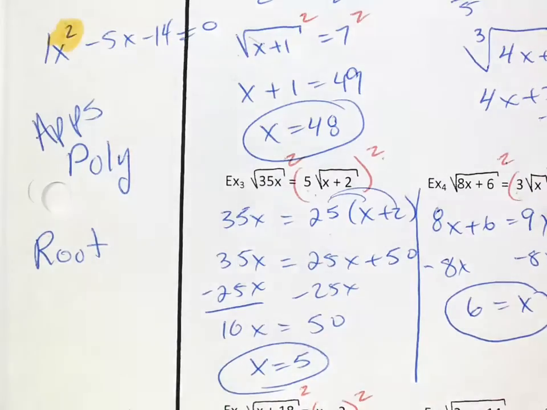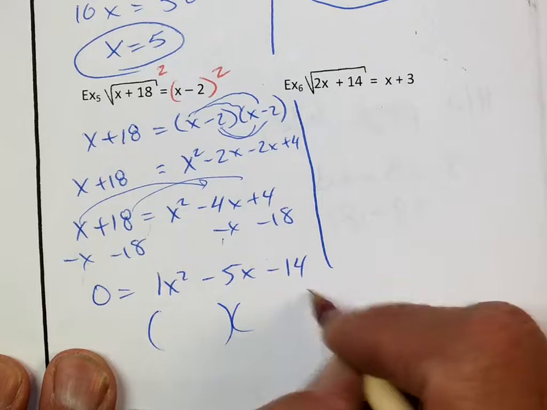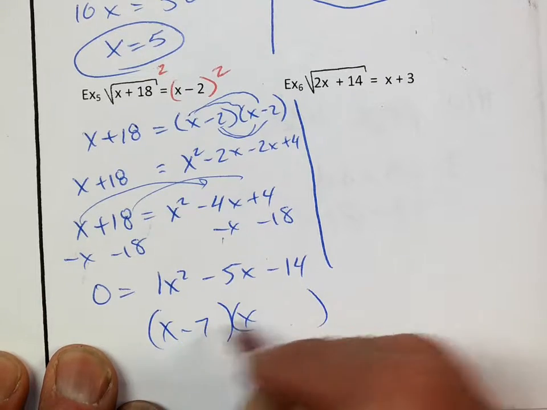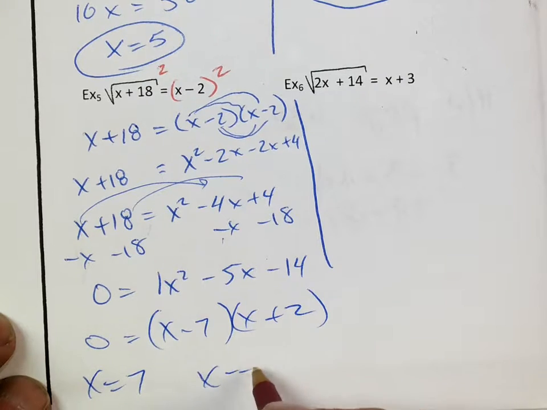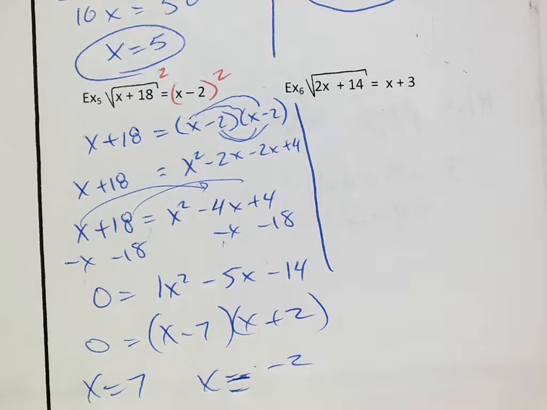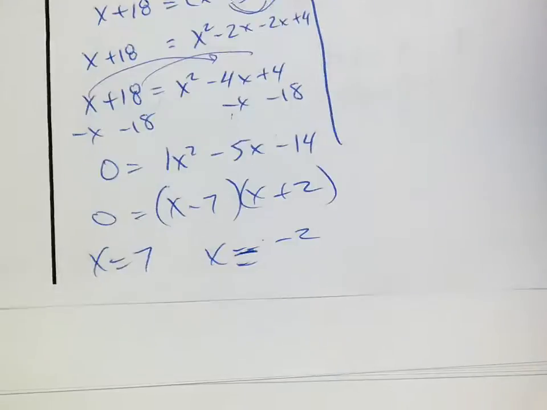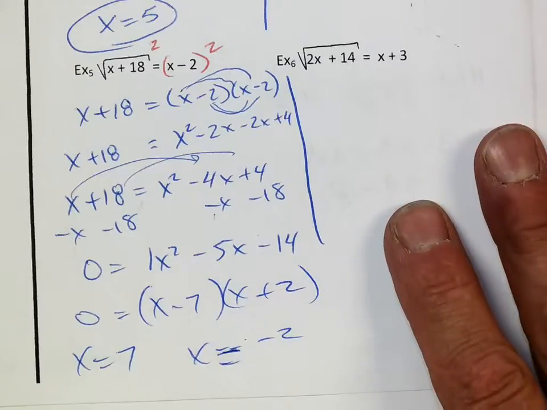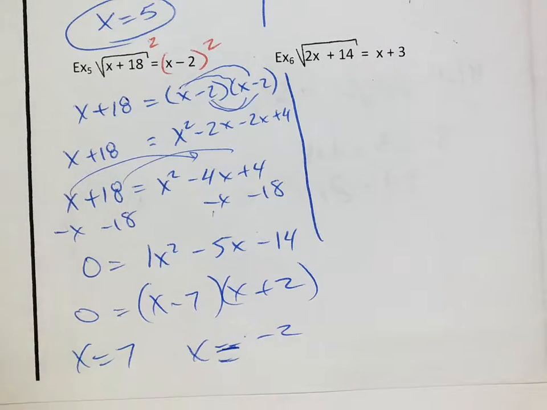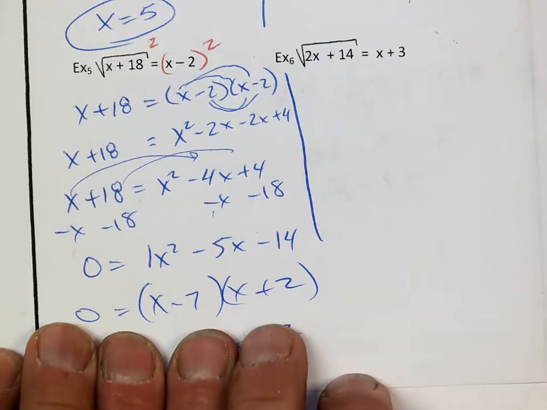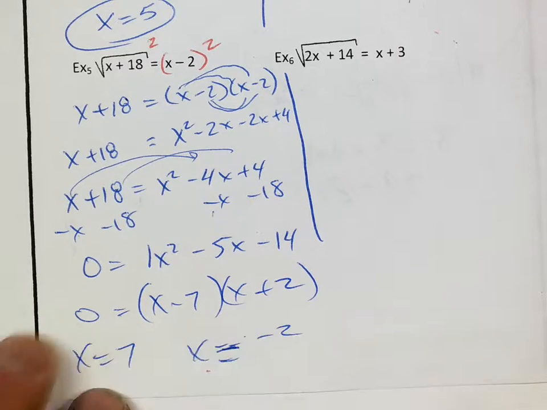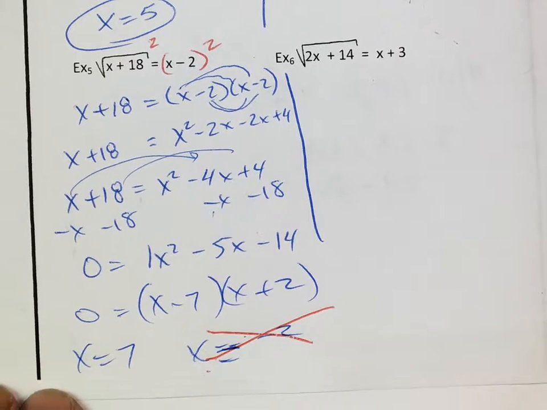So what do you know? If I did factor this, x minus 7 plus 2, but I'm solving, so x equals 7 and x equals negative 2, right? No, wrong. One of these answers I don't want to keep. Can't have the negative 2. Because when you solve for it right here, throw out the negative 2, and there's your answer, 7.